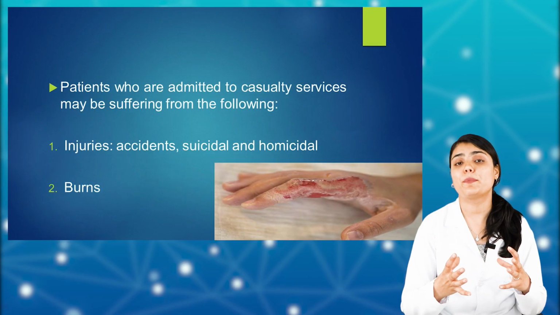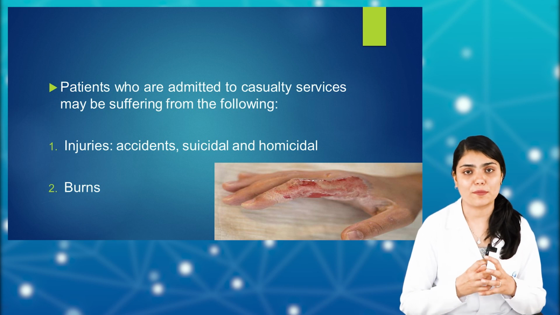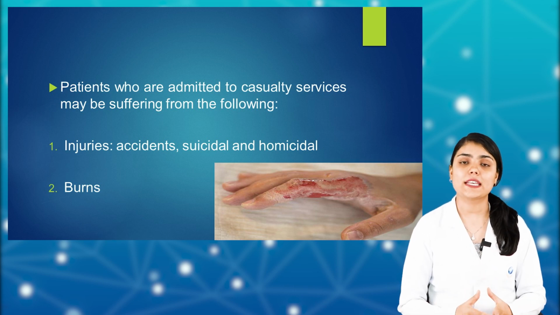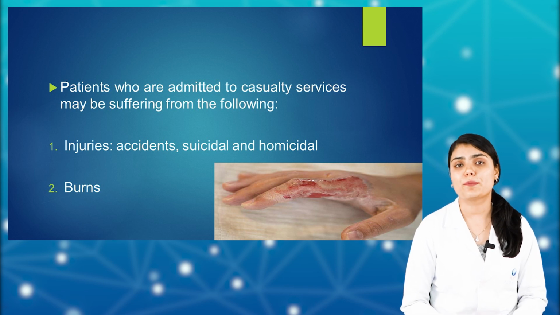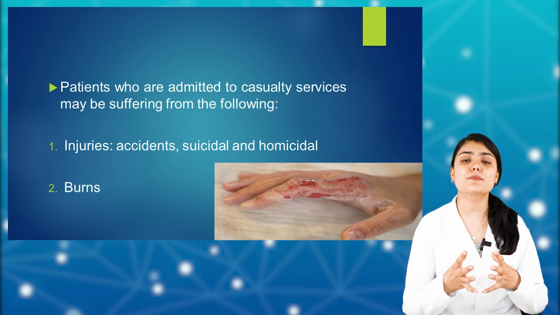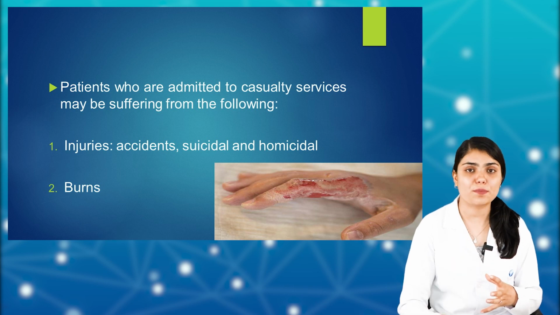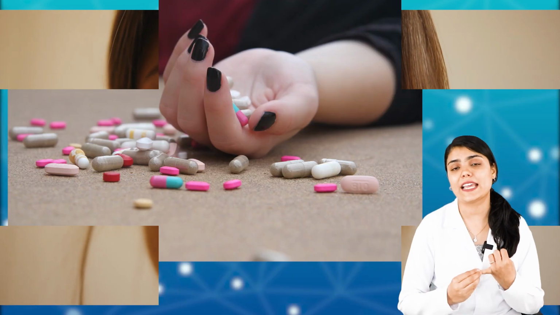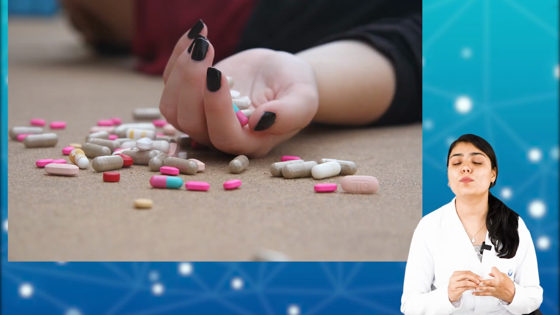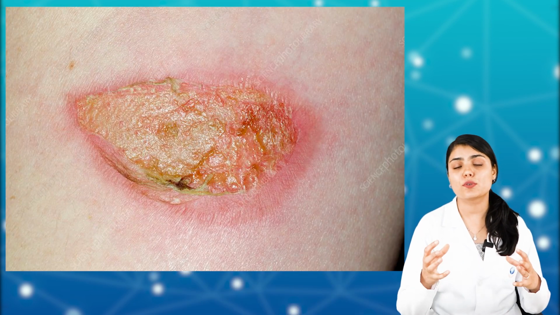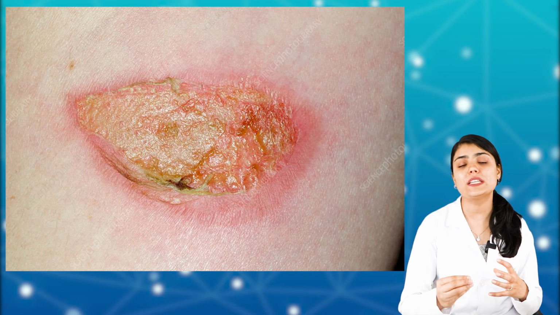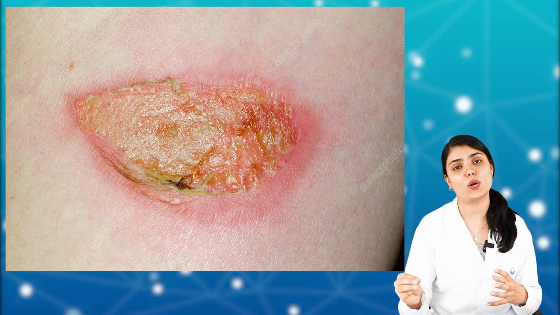Let us see what kind of patients are seen in emergency departments. The very first type of case that can be seen in the emergency department is injuries. So the patient may come to the emergency department because of any kind of injuries. It can be road traffic accidents, it can be suicidal injuries, or it can be homicidal injuries. The next type of patient in emergency department can be the patient suffering from burns. So burns is also an emergency. So patients with burns might also reach out to the emergency department in the hospital.